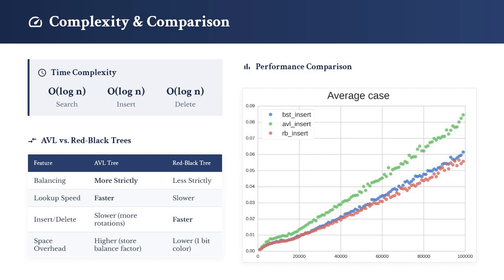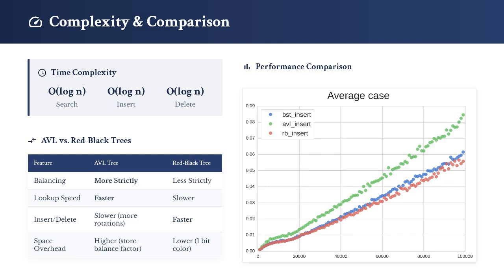When compared to red-black trees, another popular type of self-balancing tree, AVL trees are more strictly balanced. An AVL tree ensures that the heights of subtrees differ by at most one. A red-black tree allows for a more relaxed balance. The longest path from root to leaf can be at most twice the length of the shortest path. This stricter balance in AVL trees means that searches can be slightly faster because the tree is more shallow.